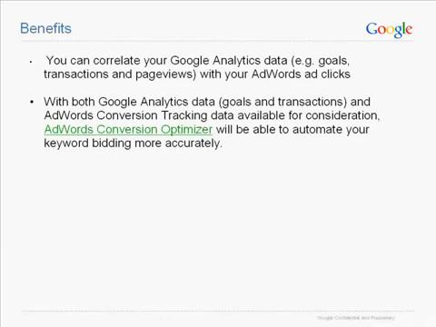So what are the benefits? Once you import your Google Analytics goals into AdWords, you can correlate your GA data such as goals, transactions, and page views with your AdWords ad clicks. And with both Google Analytics data, goals, and transactions, and AdWords conversion tracking data available for consideration, AdWords Conversion Optimizer will be able to automate your keyword bidding even more accurately.